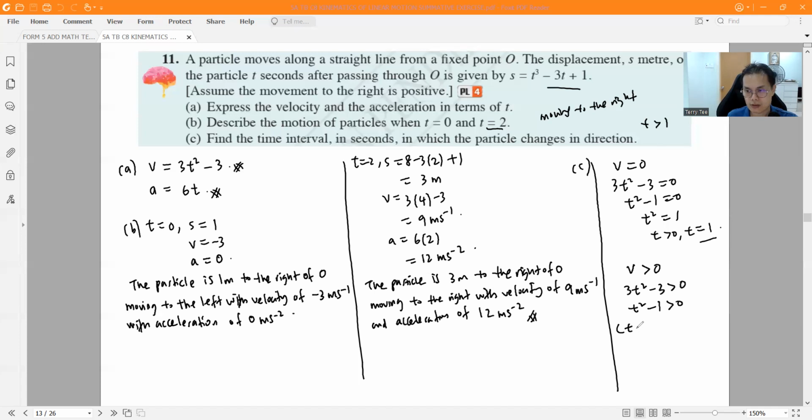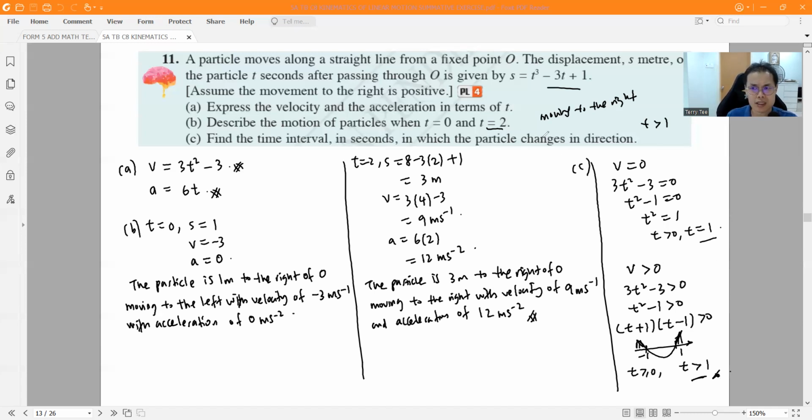Factorize: (t + 1)(t - 1) > 0. Let's sketch a graph, with roots at -1 and 1. Now we know t is more than or equal to 0, so t > 1. We don't take the negative part here; we take t > 1. So, like I said, the answer given is this.